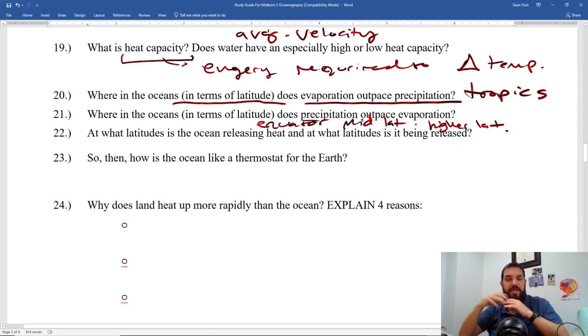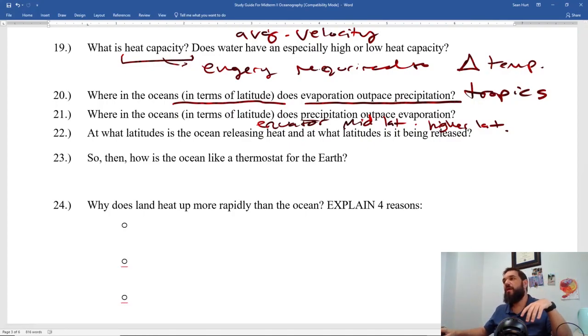Because the precipitation that happens in the mid-latitudes and high latitudes is coming from the tropics, and it's moving the energy with it, okay? So it's a big thermostat that helps to keep the temperatures of Earth moderated, so that we don't have temperature extremes in the tropics, and we don't have cold temperature extremes in mid-latitudes and polar environments, okay? So at what latitude is the ocean releasing heat? What latitude is being released? So I just answered that.